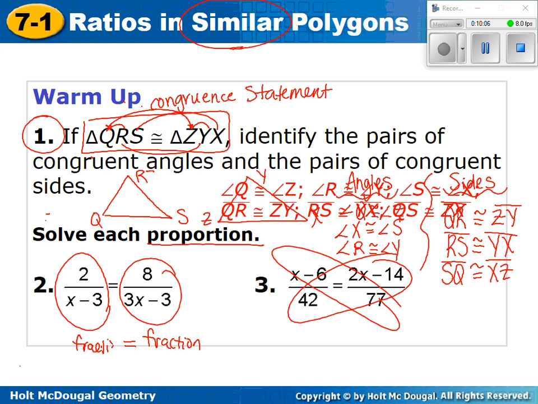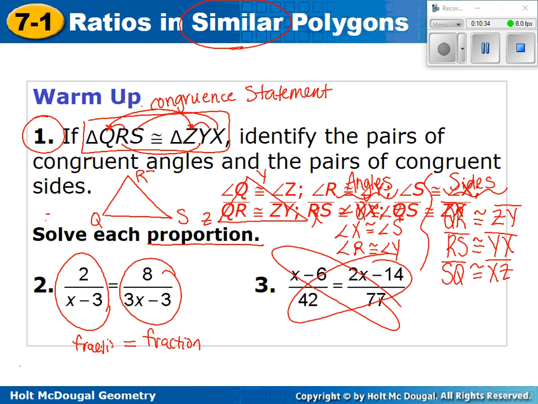All right, I'm going to work it on the board over here. So if you're watching the video, you can look at the filled-in notes because I'm going to work this over here on the whiteboard. All right, I have x minus 6 over 42 equals 2x minus 14 over 77. So remember, you're going to cross multiply. So you're going to take 77 times what?